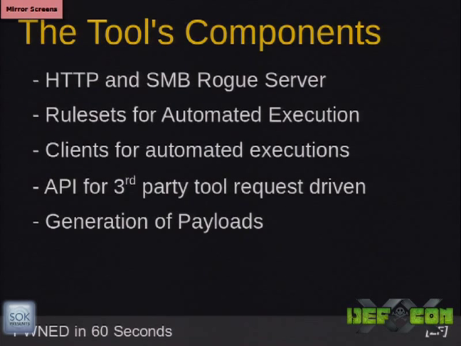So what's in this tool? I'm blowing through these slides fast, so hopefully I have enough to keep you guys entertained for a while. There are a few different components, and we'll talk about all of them separately and how they integrate. First of all, there's an HTTP and SMB server. Those are the servers that accept the authentication requests, as clients get targeted to connect to this rogue server. They authenticate and they keep them authenticating. We have a set of rules for automated exploitation. We have clients for these automated exploits, as well as an API that we can tie into any other application where we want to do NTLM relaying. And finally, a generation of payloads to get these clients to automatically authenticate to us.